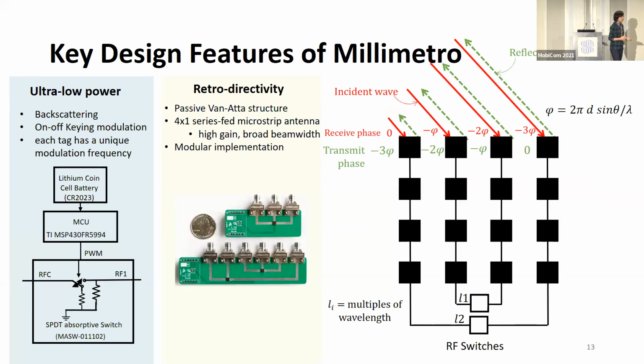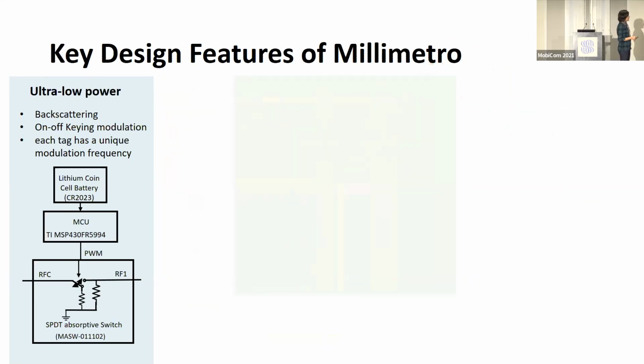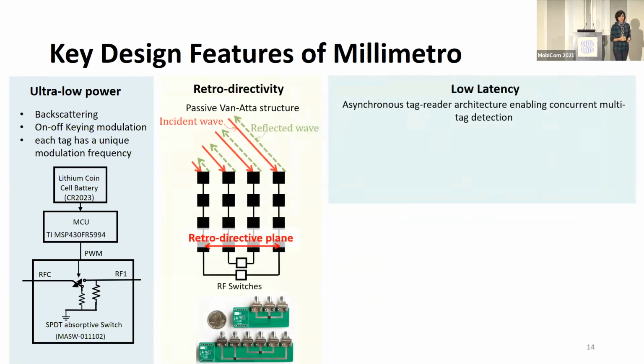So in our current implementation, we have these modular Van Atta arrays that basically allow us to try different numbers of elements or different modulation frequencies. So we're basically doing a lot of engineering to make it work. But long range is not the only thing we need in automotive applications. We also need very low latency, so as the car passes by these tags, it could detect and localize all of them. So how can we get low latency?